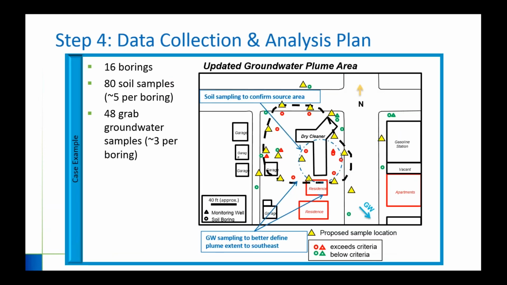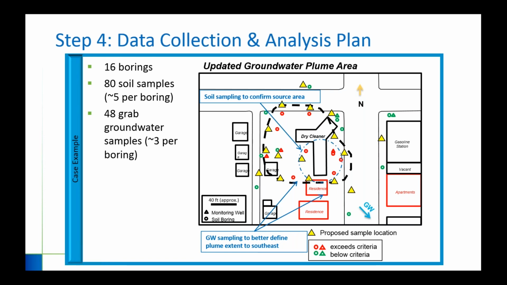So this was the plan for the dry cleaner site. The red and green borings were the historical sampling locations, and then the yellow were all the new ones that they had planned for. So the plan was to collect up to 5 soil samples per boring.